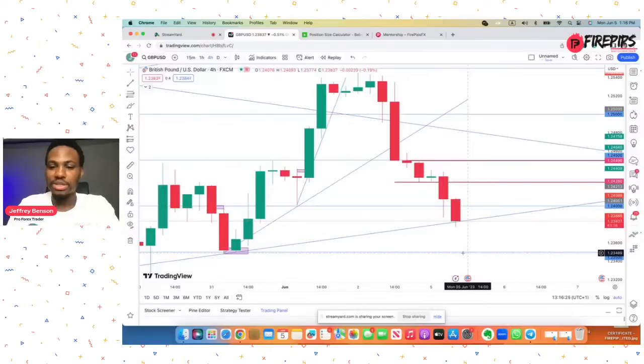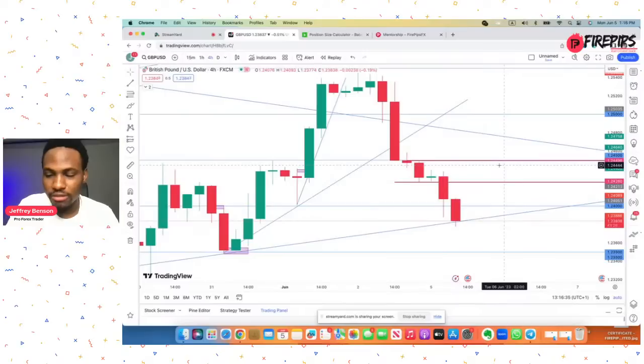What's going on? So all I'm going to be watching out for is price to come back again to this point, and then I'll look to short. Or price comes back to this point, 1.24245, then I'll look to short from that point again.